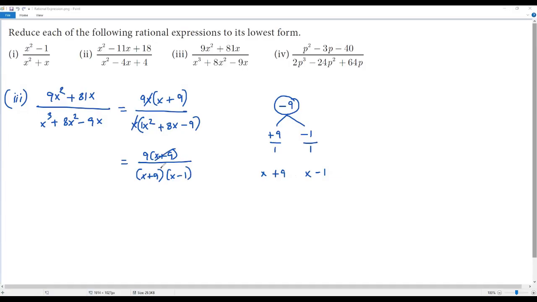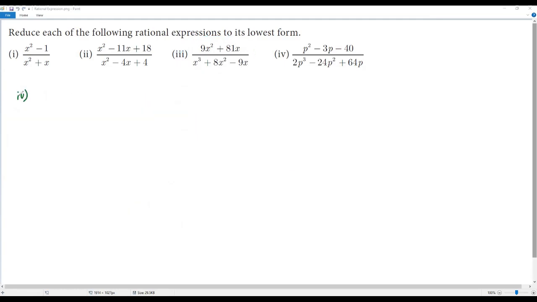Now this x positive 9 will cancel out. Then we get 9 over x negative 1. This is the lowest form of the rational expression in part 3. Okay, let me erase this stuff and continue with the rational expression in part 4. Okay, let me write the expression first.